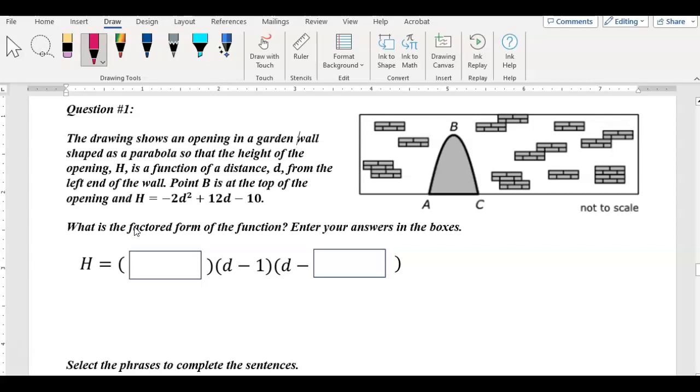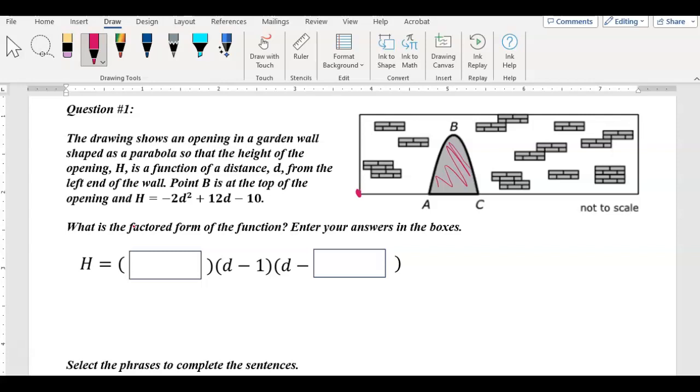All right, so question number 1 has the drawing of an opening in a garden wall. There's some kind of door or opening in this garden wall, and it's shaped as a parabola. So it's got that U shape, and the height of the opening h is a function of the distance d from the left end of the wall. So this is the left end of the wall, and the distance here is what is being measured as our input for this function.